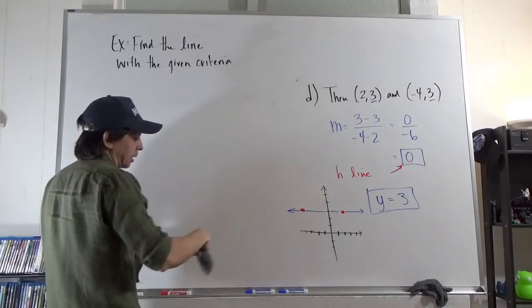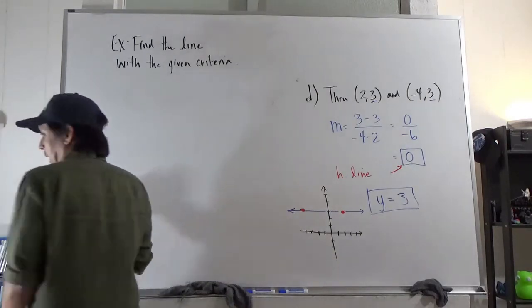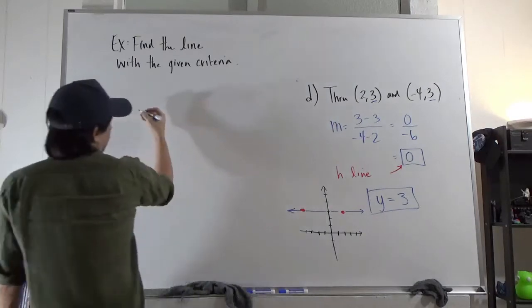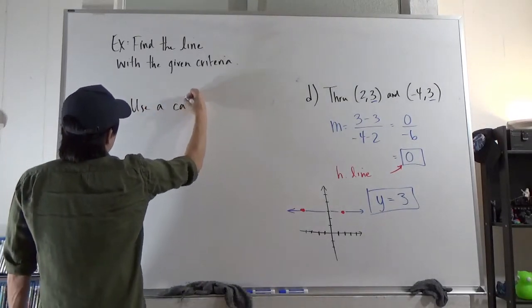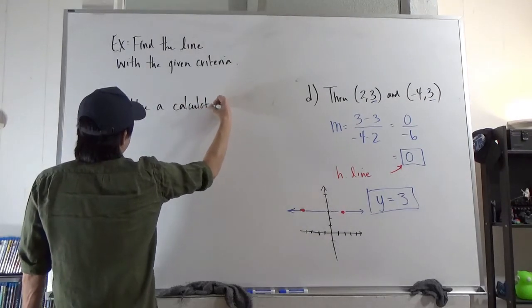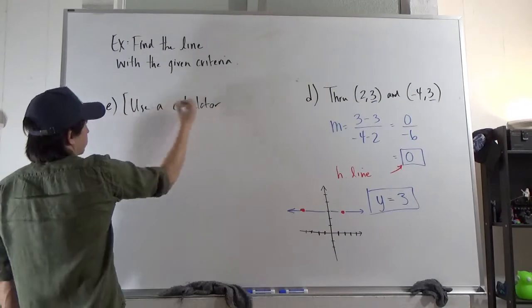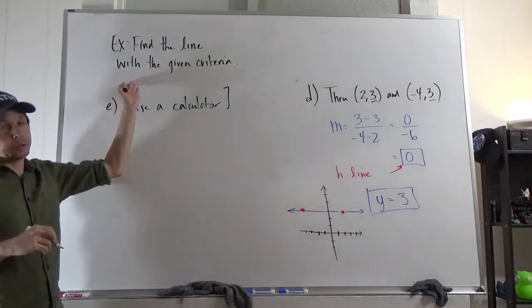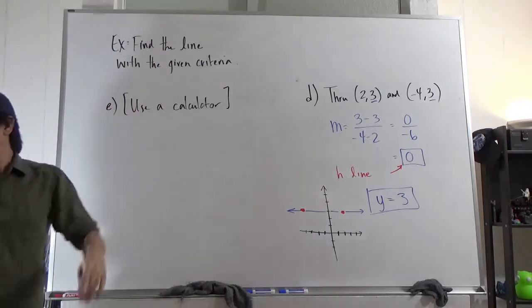Okay, and you have a calculator for all of these, so feel free to use it, but don't rely on it. However, there's going to be instructions and problems on this particular homework that will specify they want you to use a calculator. I'm going to just put that in brackets because it's the same instructions. You're going to find the equation of the line with the given criteria. I should have written that, but you get the idea.